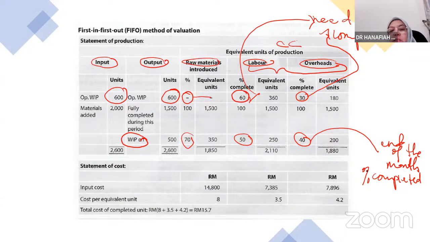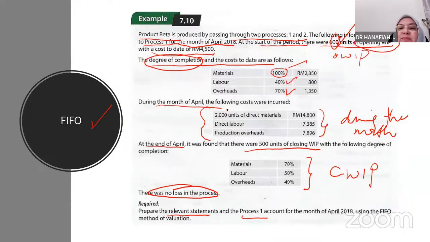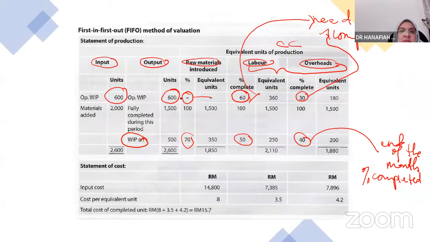And the closing work in progress is already completed until now: 70% for material, 50% for labor, and 40% for overhead. Normally I will ask my students to look at those two criteria first. Once you are done with that, you know that you have additional material during the month. You have additional material of 2,000. So now I need to add this as an input, and it is fully completed during this period.